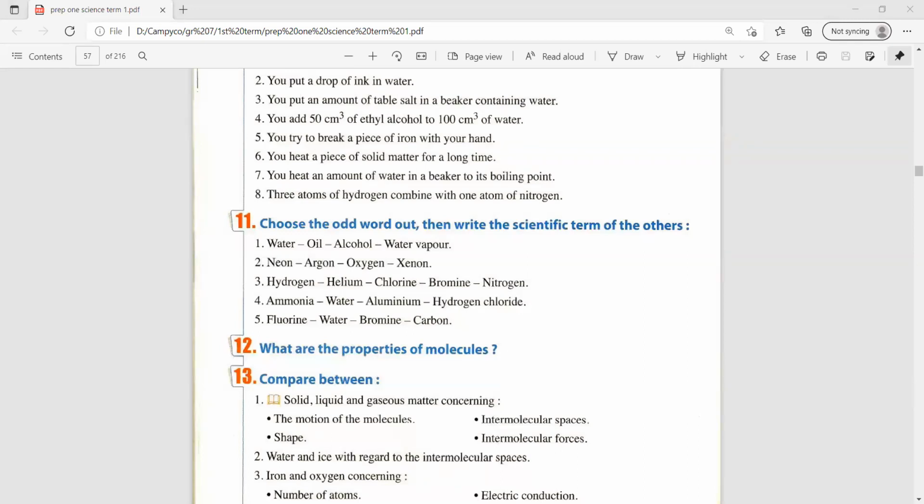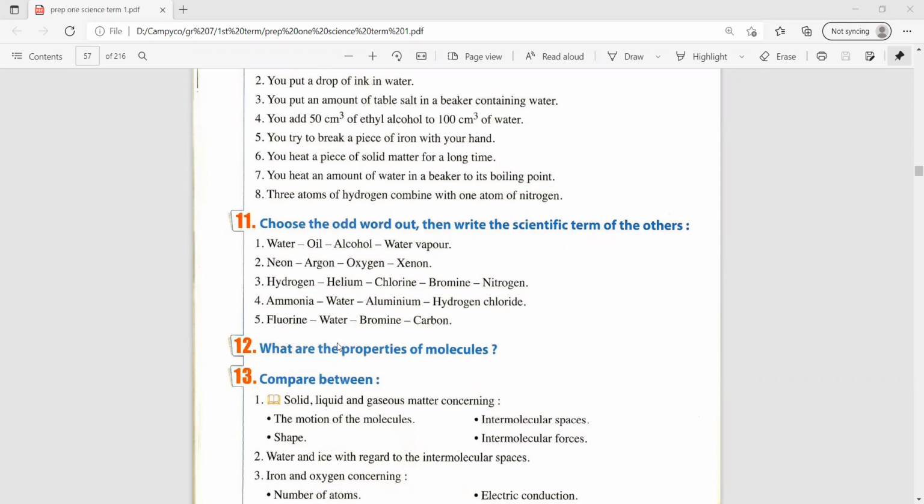Water. Number 4, water. Why number 4 water? We have ammonia, water, aluminium, hydrogen chloride. Aluminium is an element, a monoatomic element. So, for sure, yes. And the others are compounds. Yes, very good.